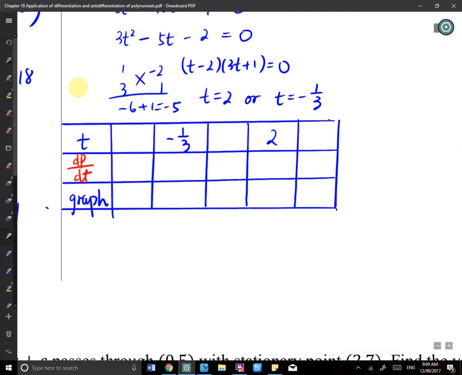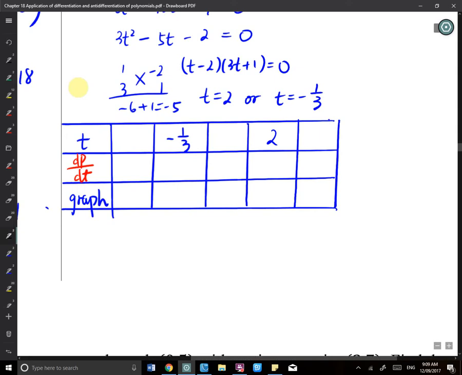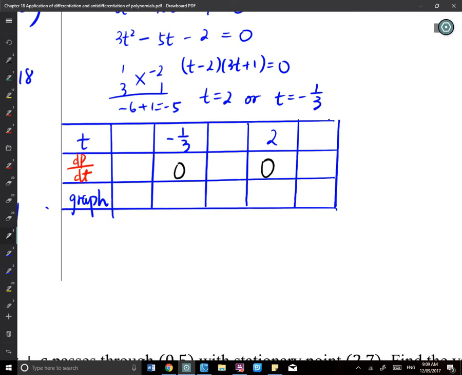Okay, remember, I see someone trying to calculate the derivative for negative a third and 2. You don't need to calculate them. That's just 0 and 0. That's what you solve out from the above line. The derivative for negative a third and 2 are 0 because you just solved that.